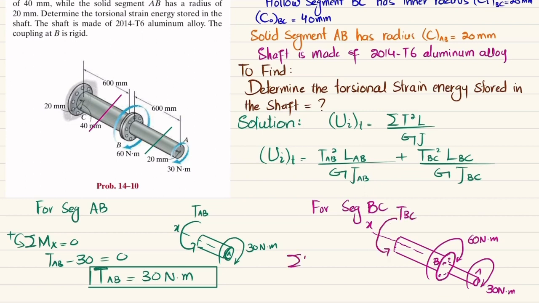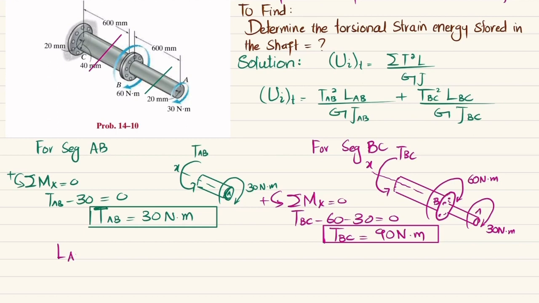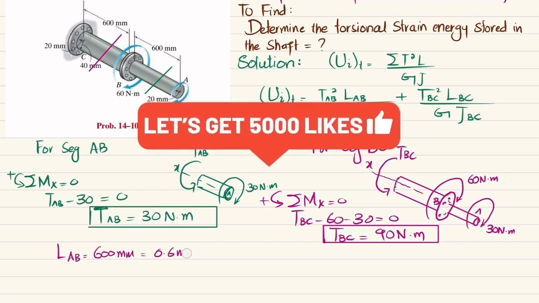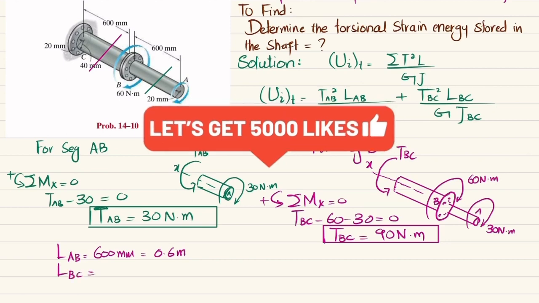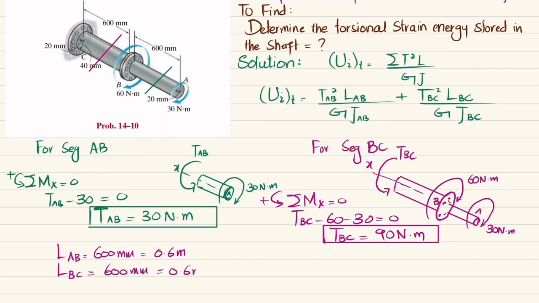So how do you find this TBC? By using the equation of equilibrium. TBC is counterclockwise, so it will be positive. TBC minus 60 minus 30 will be equal to 0. So from here TBC will be equal to 90 Newton meter. Now you have TAB and TBC. Length of AB is given as 600 millimeter, which is equal to 0.6 meter. Length of BC is also 600 millimeter, that will be equal to 0.6 meter.